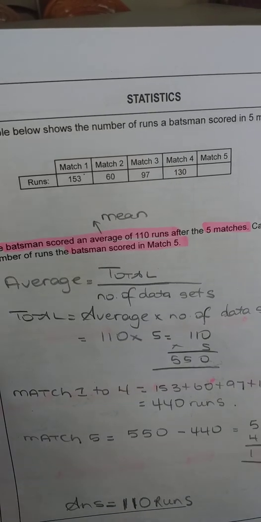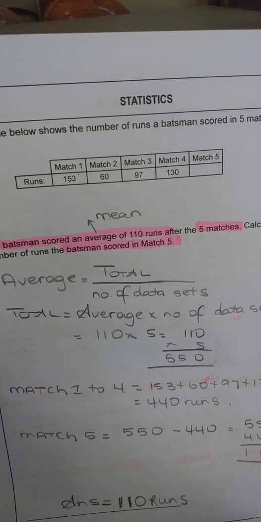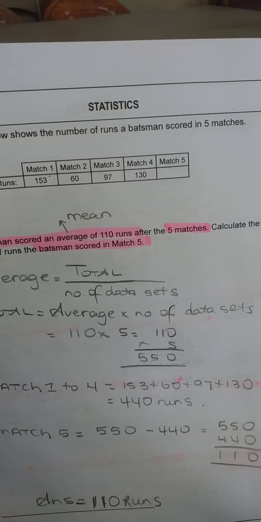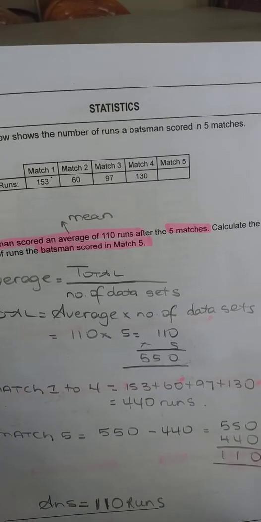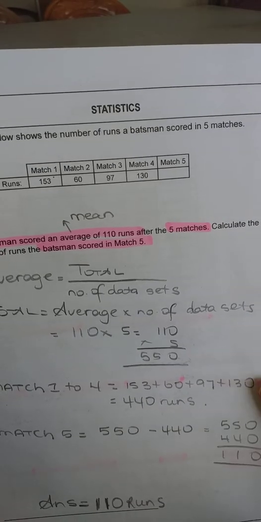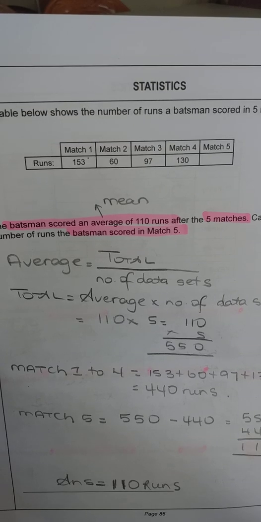So to find, look, I put down my formula there. Average is total over number of data sets. But to find the total, we take the average and we multiply by the number of data sets. So we have an average of 110 multiplied by 5. So in total, we get 550. Right? So we know the total now.